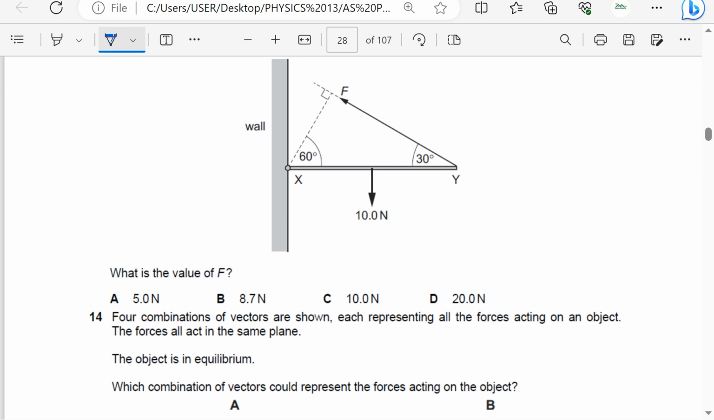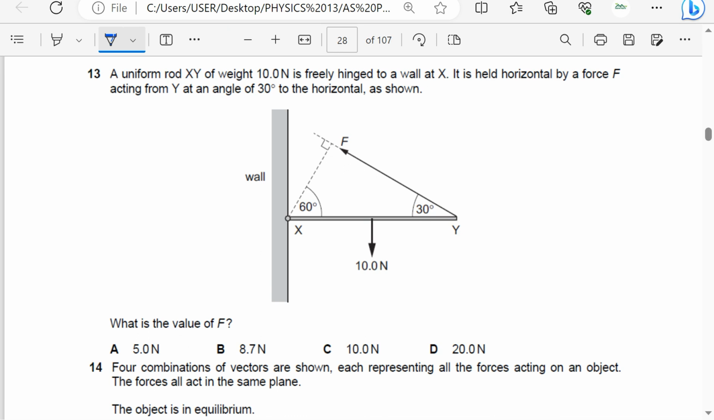What is the value of F? Since it is a uniform rod, its weight is at the midpoint. That's number one. Number two, it is held horizontal, so there is equilibrium. The resultant force, the resultant moment should be 0. So I'll resolve F vertically upwards for easy calculation.